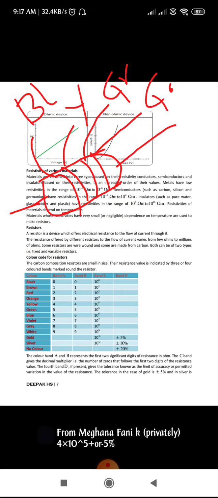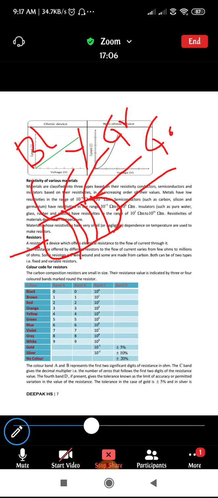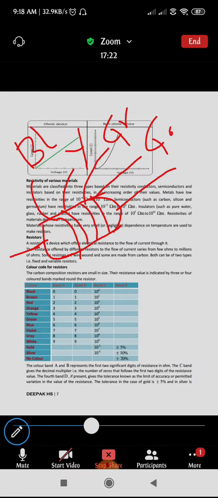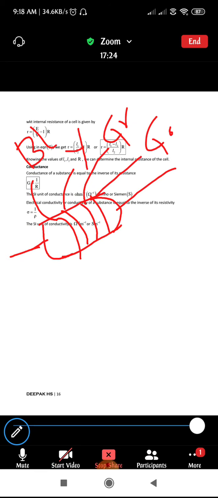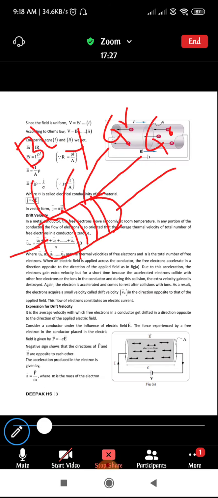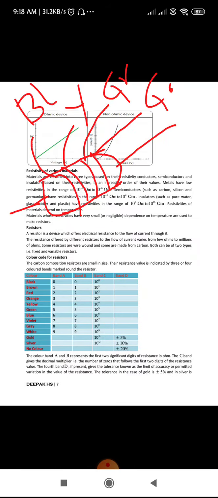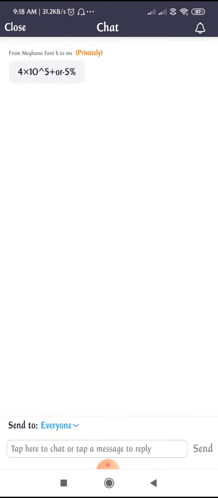Meghana says 4 into 10 power 5 plus or minus 5%. Exactly. Green is 10 power 5, gold is 5%. Yes, good, Meghana, it's a correct answer. The answer comes out to be 4 into 10 power 5 plus or minus 5%.